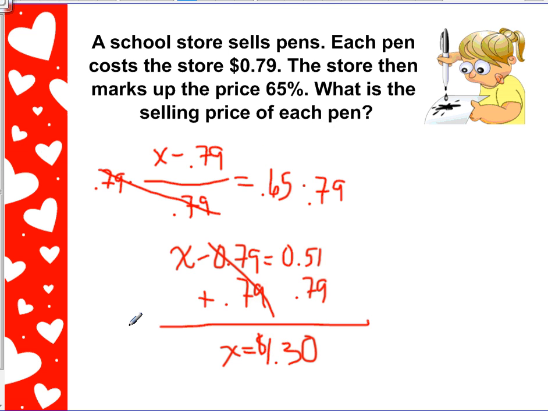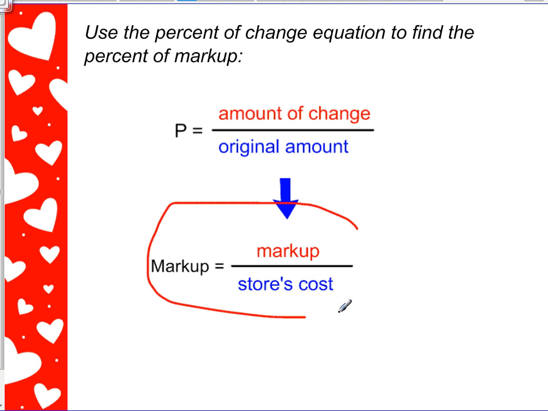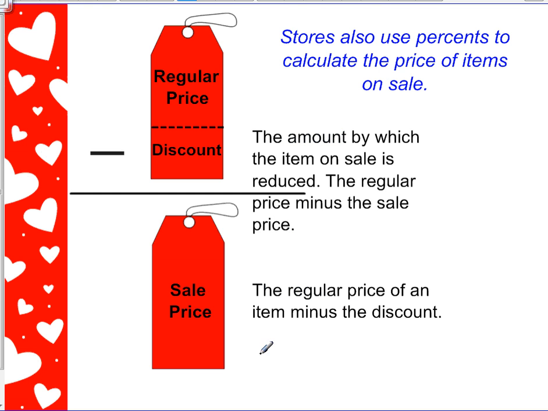$1.30. All right, so make sure you know how to manipulate this particular formula here. If you get how the formula works, you can solve practically any problem in order to find the selling price or the markup.